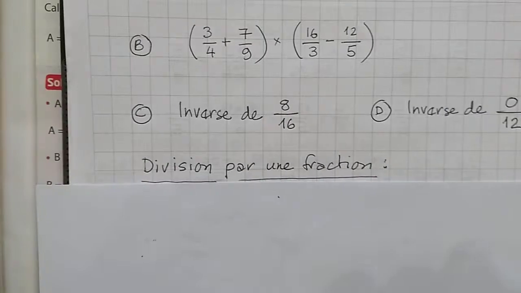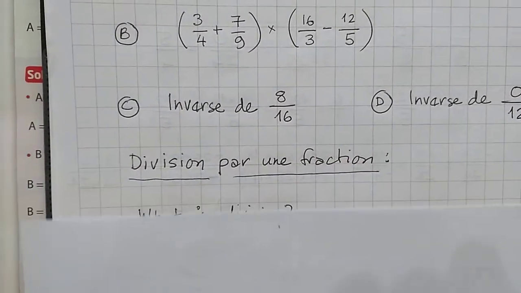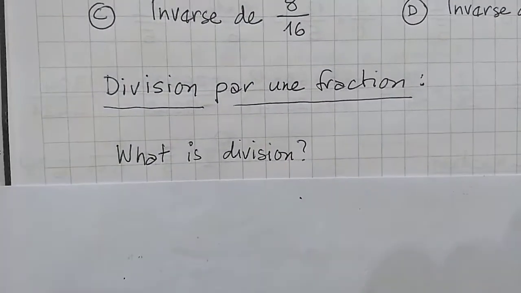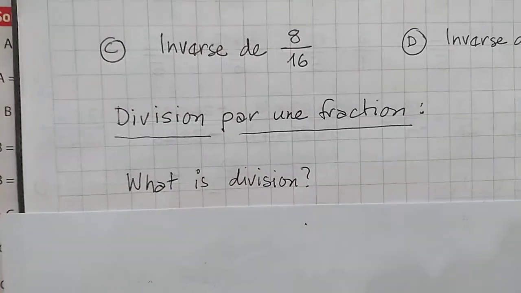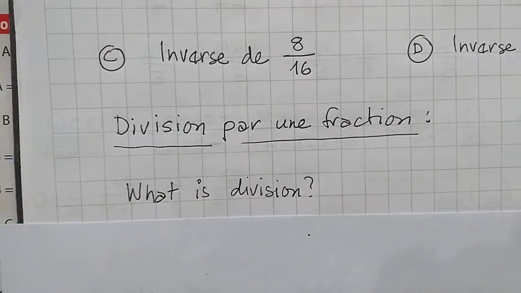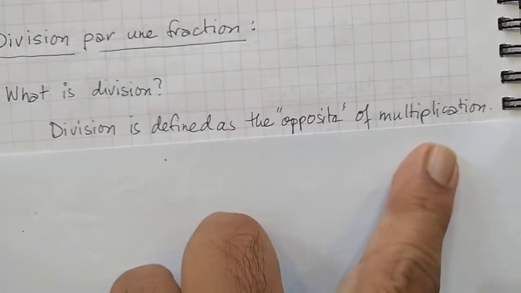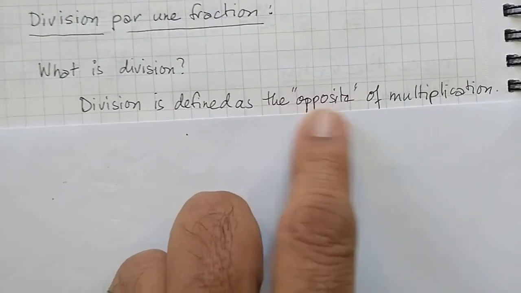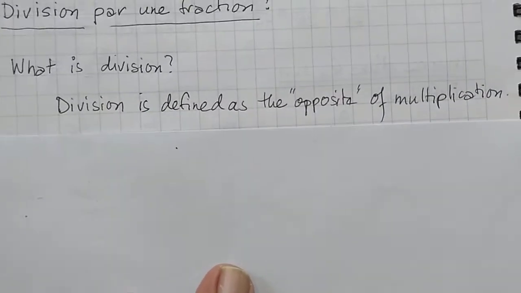Okay, so division par une fraction. We'll start by what is division. What exactly is meant by division? Division is actually the opposite operation of multiplication. So division is defined as the opposite of multiplication. Opposite I put within quotes here because opposite is really not a mathematical term, but you understand what I mean.